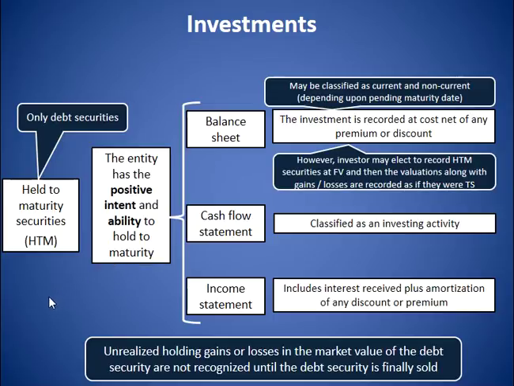Now, when we report the security as held to maturity, we are going to encounter economic events on three different financial statements. If we take a look at the balance sheet, the investment itself is recorded at cost net of any premium or discount. And the investment may be classified as current or non-current depending upon the maturity date we're dealing with. The unrealized holding gains and losses in the market value of that debt security are not going to be recognized. We're just going to amortize the premium or the discount against the interest received over the life of the bond, up to the maturity date.